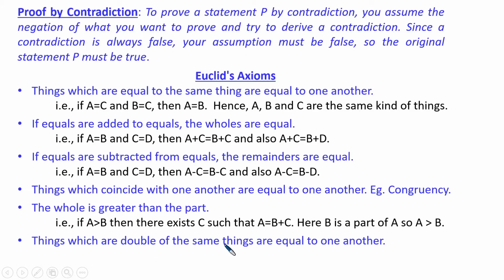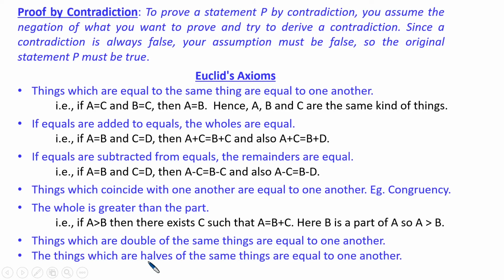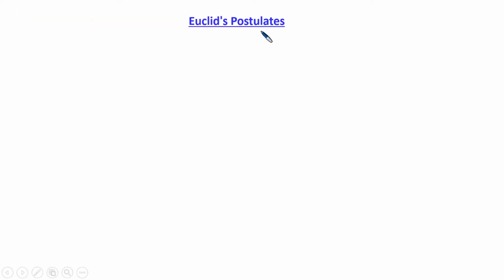Things which are double of the same things are equal to one another. If you double it, if suppose you have two things, you double it, both again will be the same. And similarly, if you make it into half, so suppose you have two chocolates, and you divide them into half, the two halves will be equal to one another. Okay. Now we'll mention a few postulates.